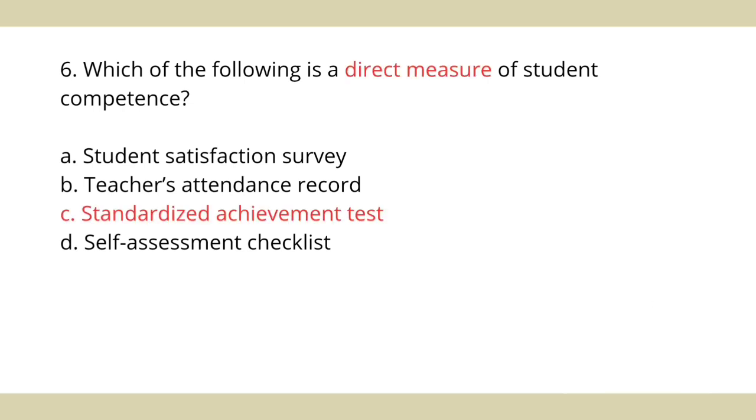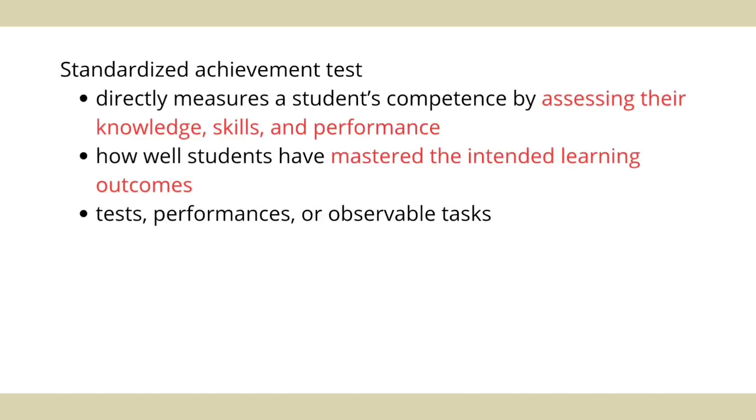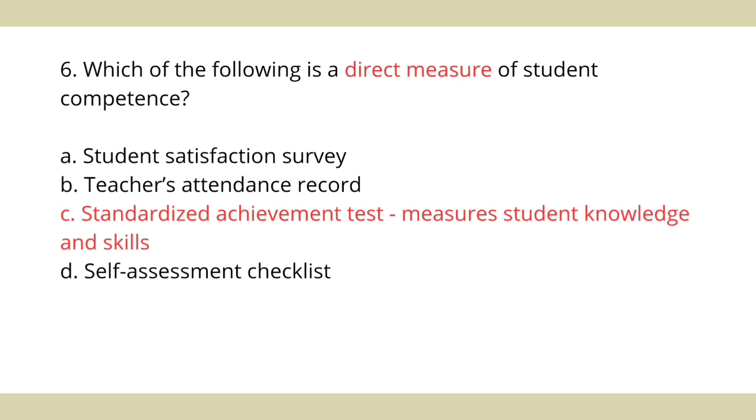The correct answer is letter C. Standardized achievement test. A standardized achievement test directly measures a student's competence by assessing their knowledge, skills, and performance based on clear learning standards or objectives. It reveals how well students have mastered the intended learning outcomes by requiring them to demonstrate their understanding through tests, performances, or observable tasks. The standardized achievement test directly measures student knowledge and skills.